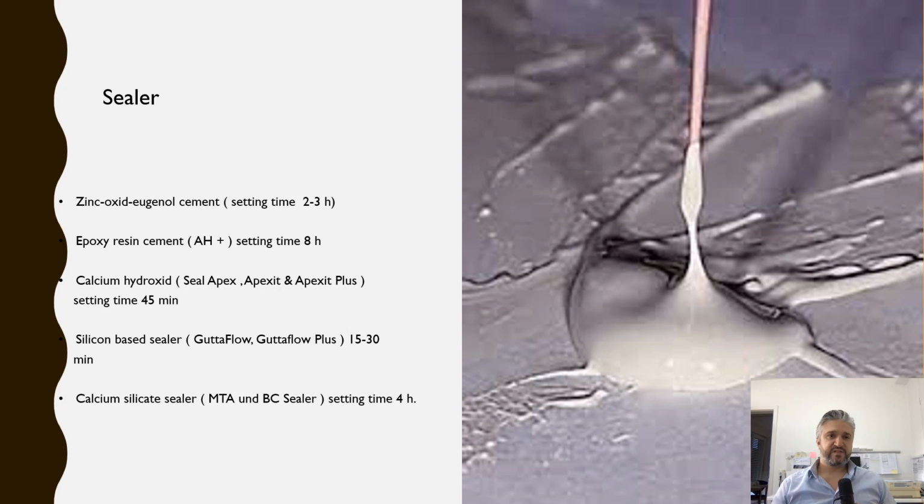As for the sealer, we have many sealers on the market in the world. The most commonly used sealers in the world are outlined with these 5 sealers. The zinc oxide eugenol sealer is very well known and commonly used in the USA, North America, maybe South America as well. The epoxy resin sealer is very common in Western Europe, especially here in Germany. We have calcium hydroxide, silicone-based sealer, and calcium silicate. The calcium silicates such as MTA and bioceramic sealer are now the new hype.